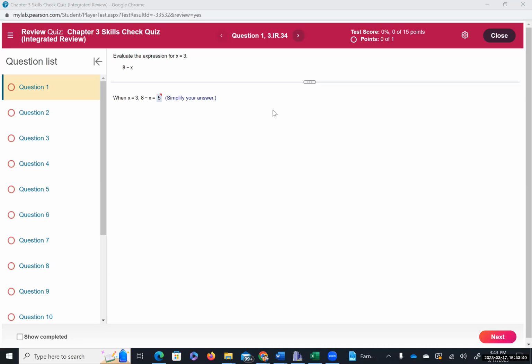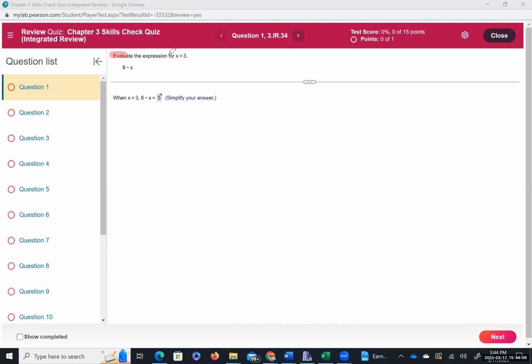And we are moving to chapter 3, skill check quiz. In this chapter skill check quiz, we will learn how to substitute into an equation and evaluate the expression.